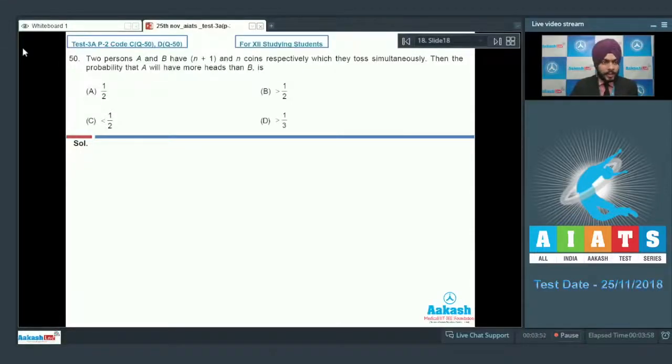So moving on to the next section, which contains multiple choice correct type questions, we have question number 50, which says that two purses A and B have n+1 and n coins respectively, which they toss simultaneously. Then what is the probability that A will have more heads than B?